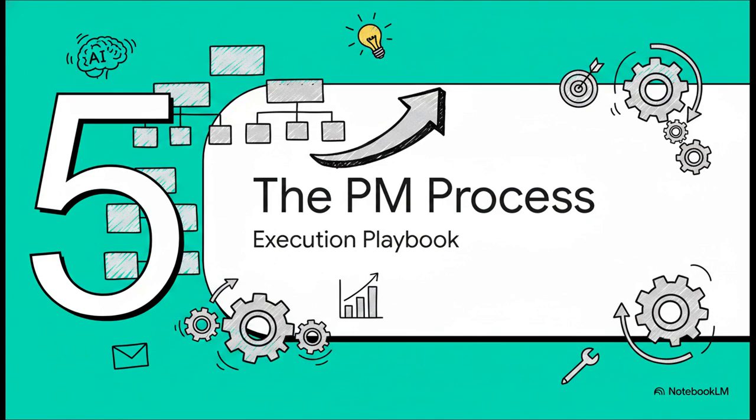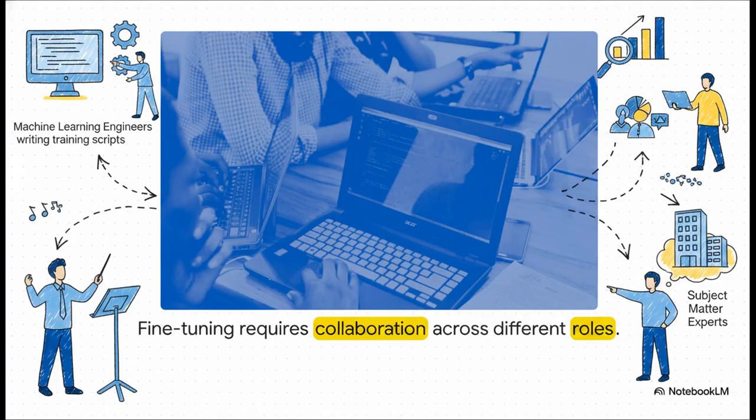All right, moving to Section 5, the PM fine-tuning process. First and foremost, you have to remember that fine-tuning is a team sport. As the PM, your main job is to bridge the gap. You've got machine learning engineers writing the training scripts, data scientists evaluating the models, and subject matter experts who actually know the gritty details of the business domain. You are essentially the conductor, making sure the technical execution perfectly aligns with the actual business value.